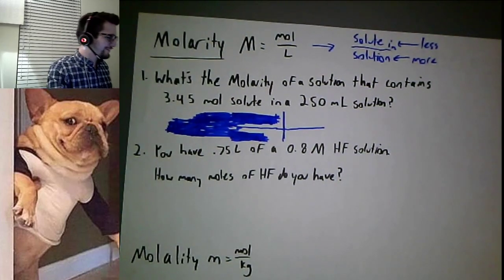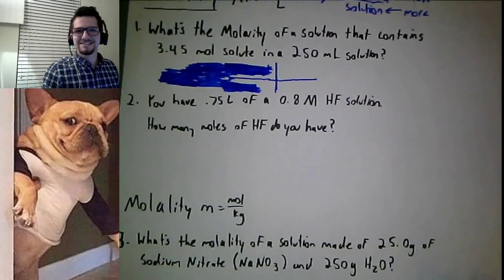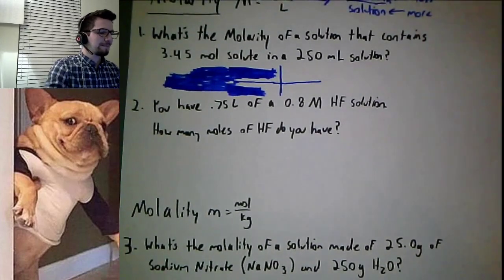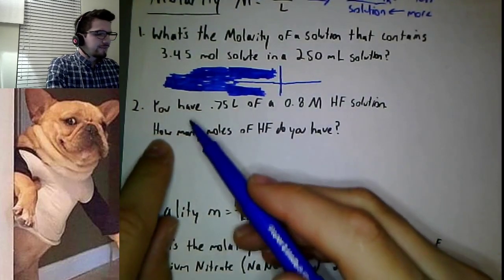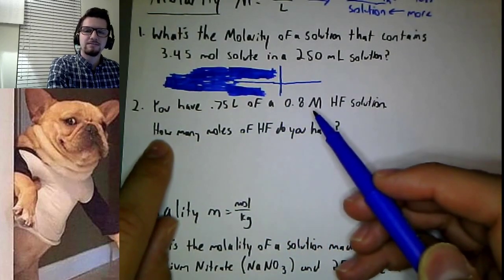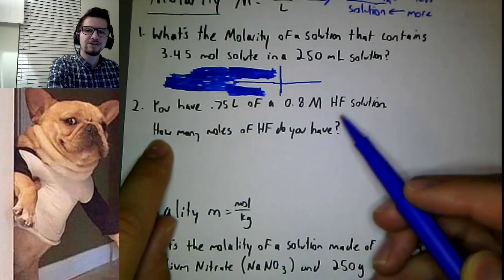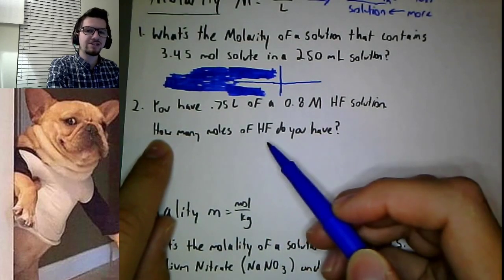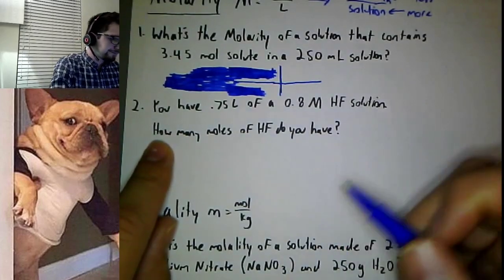I started recording the video and I was doing number 1, but then I just changed my mind and I realized I want to do number 2 instead. So, you guys will do number 1. I will do number 2. You have 0.75 liters of a 0.8 molar hydrofluoric solution. How many moles of HF do you have?